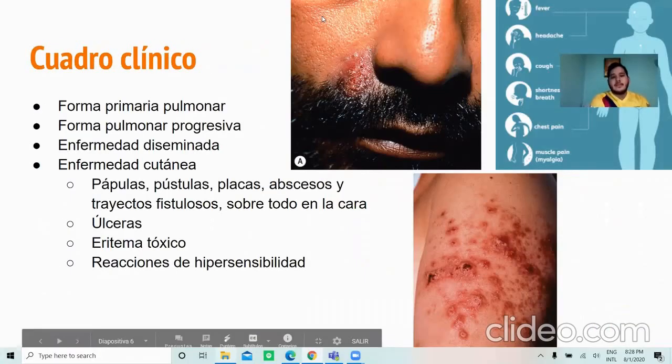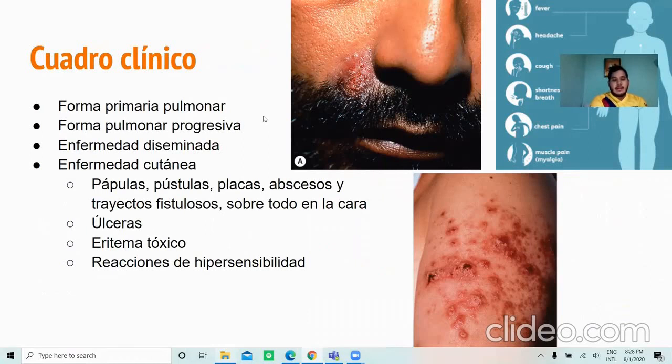Okay, let's follow with the clinics. We could see the pulmonary primary form. It's the most common of the forms of this pathology. It could appear in the first week or in the period from the first to the third week. It's 60% asymptomatic and the remaining 40% could be symptomatic.